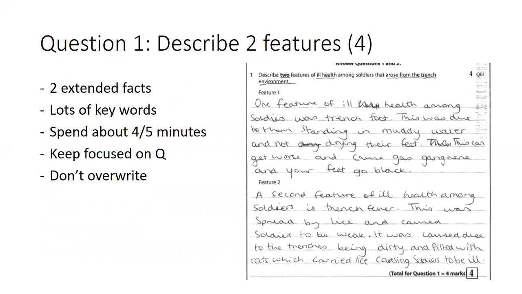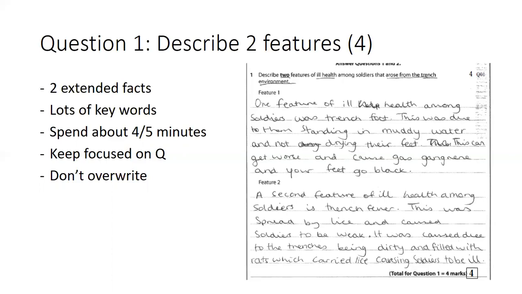Now, the first question is describe 2 features. So the way to be successful in this question is to not spend too much time on it, and also don't overwrite. Now, what the examiners are looking for here are 2 extended facts with lots of keywords. If you look at the example that I've given you here, this is a 4 out of 4 answer.